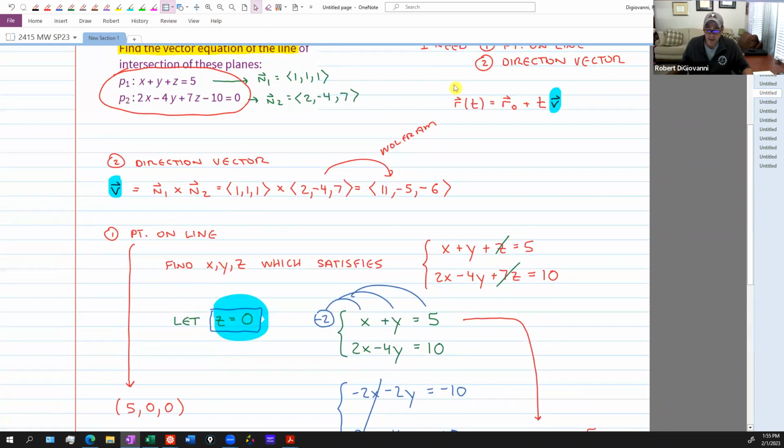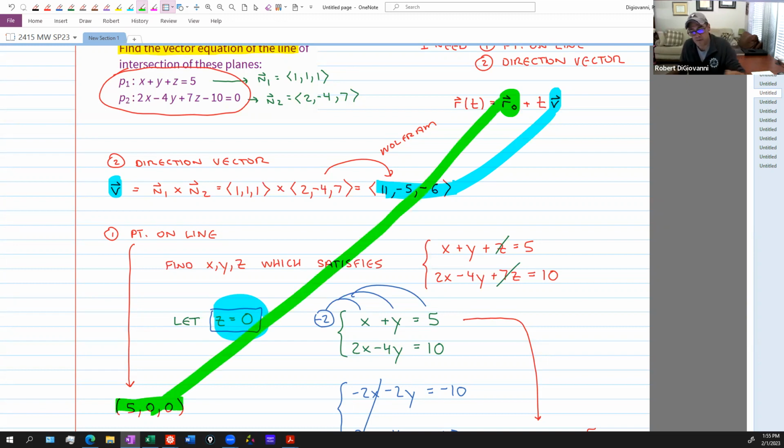We now need to take this formula that we had from last class and replace the things here. We knew what V is; we figured out what V was. And we just needed R naught. Remember, to get R naught, all you do is use any point on the line and turn it into a vector. So I'm going to take the point we just found, convert it to a vector, and use it right there in that formula.